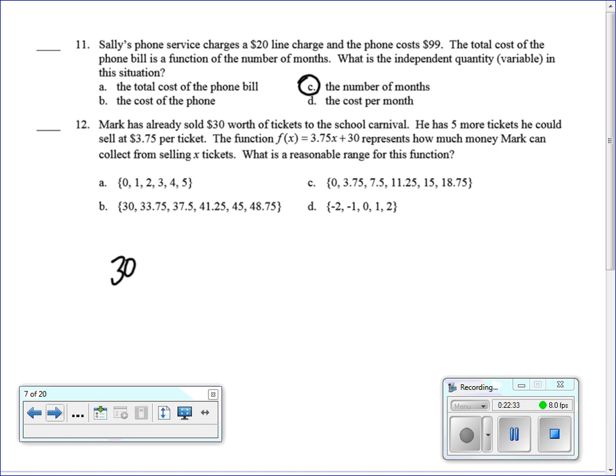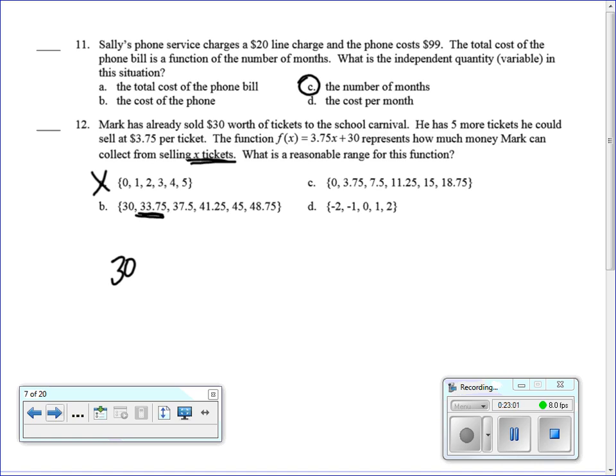If he sells 1 ticket, he'll earn an extra $3.75, which would give him $33.75. Remember that our range is not the number of tickets. The number of tickets is our domain, that is x. So our number of tickets would be 0, 1, 2, 3, 4, and 5. That would not be our range, so we can get rid of that.